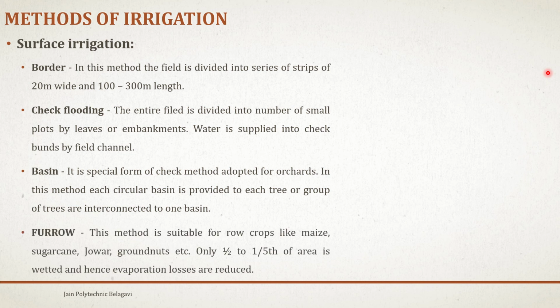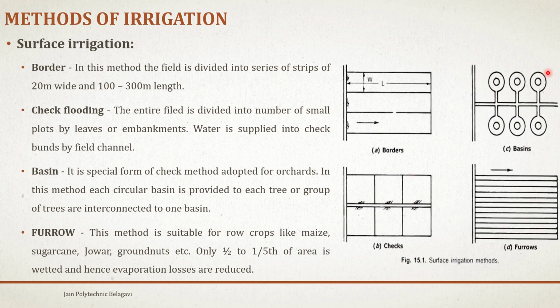Next, the furrow. This method is suitable for row crops like maize, sugarcane, whatever cash crops we harvest. For those only we will be providing this method of irrigation. Maize, sugarcane, jowar, groundnuts, and so on. Only one half to one fifth of the area is wetted and hence evaporation losses are reduced. So these are the different surface irrigation methods.